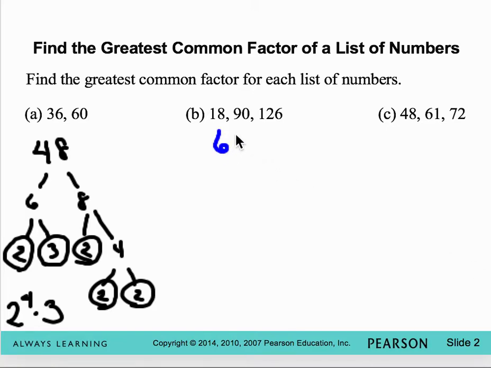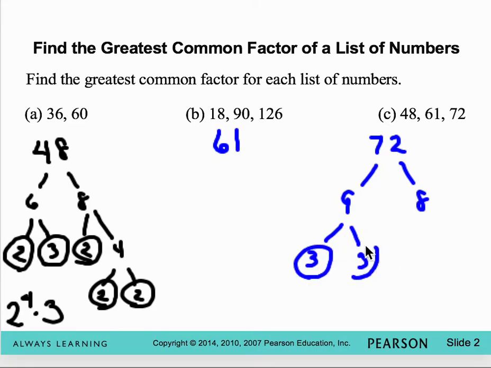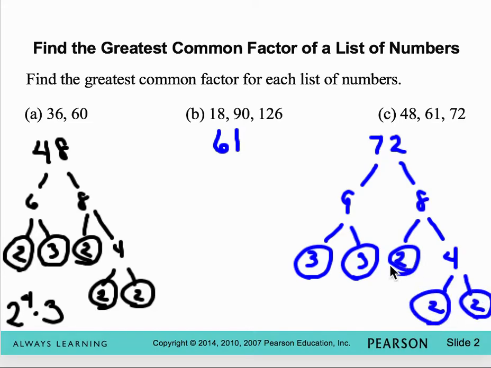61. Oh, 61. Does it have any factors? Let's think. It's not divisible by 2 or 3 or 4 or 5 or 6 or 7 or 8 or 9 or 10. 61 is prime. So let's try 72. This is 9 times 8. And 3 times 3. 2 times 4. And 2 times 2. So this is 1, 2, 3 times 3 squared.